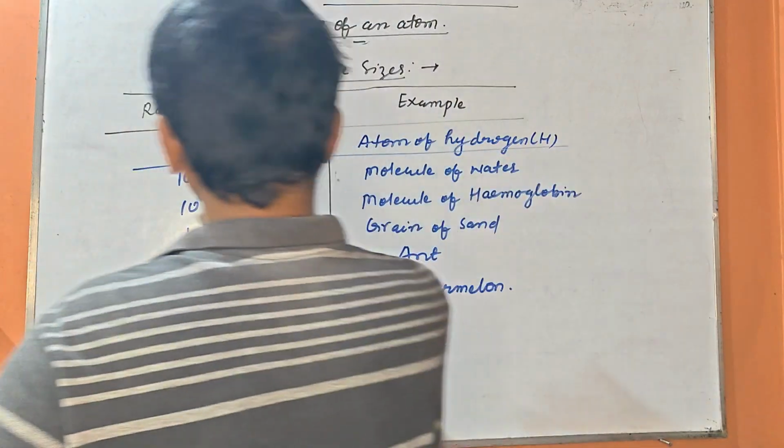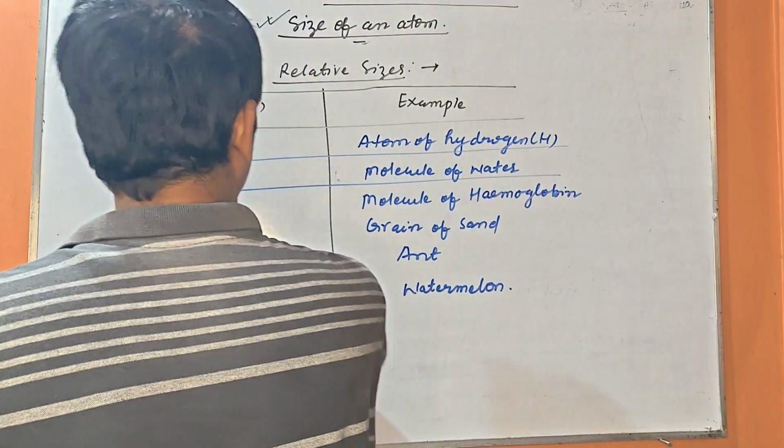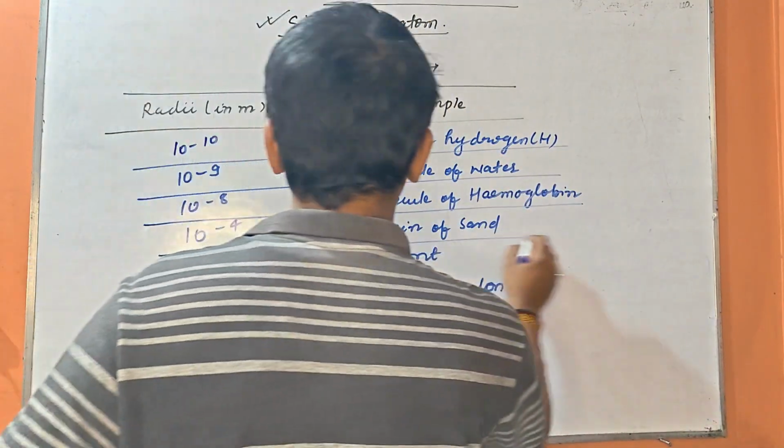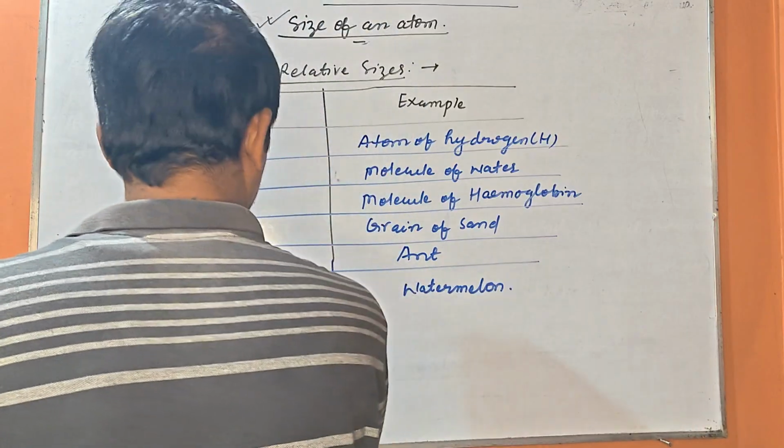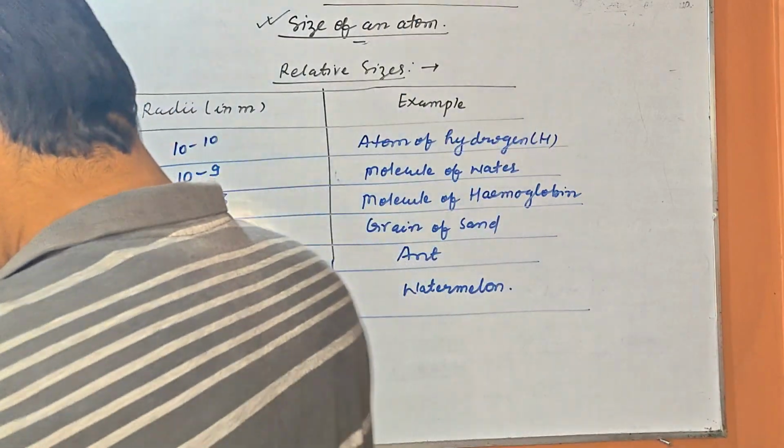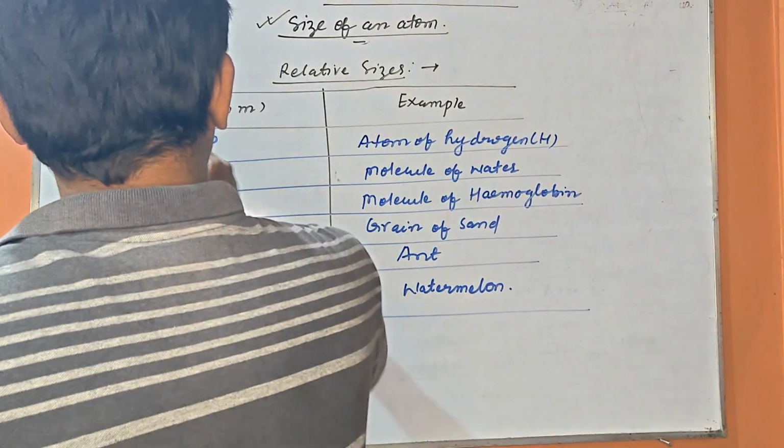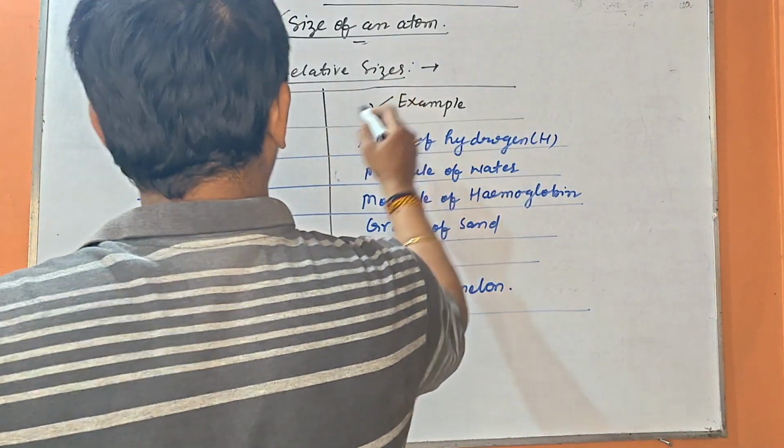So you can understand this type of atom and molecule sizes as the relative sizes of atoms. Let us understand this in a simple way, the radii in meter and the examples.